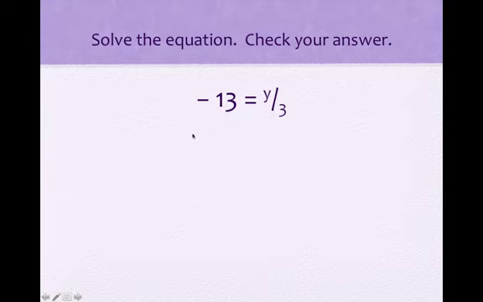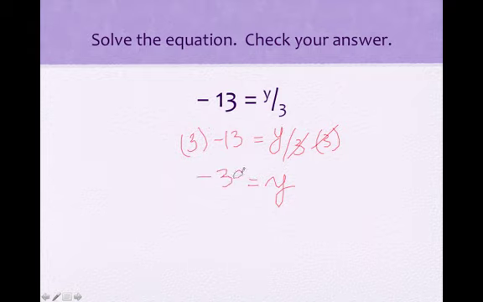Okay, so let's check to make sure that we are multiplying by 3 on both sides. 3 times -13 equals y over 3 times 3. These are going to cross off, so I've got y left over here. And 3 times -13 is -39. I'm going to go back and check that. So -13, does that equal -39 divided by 3? Indeed it does, so I'm good.